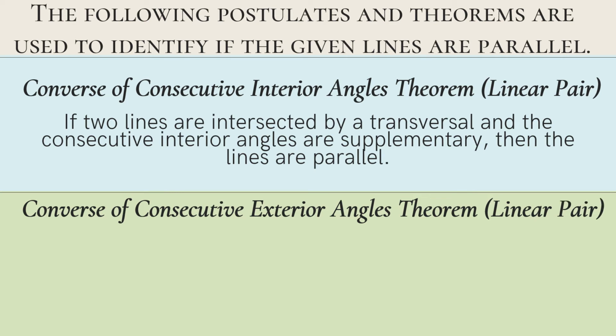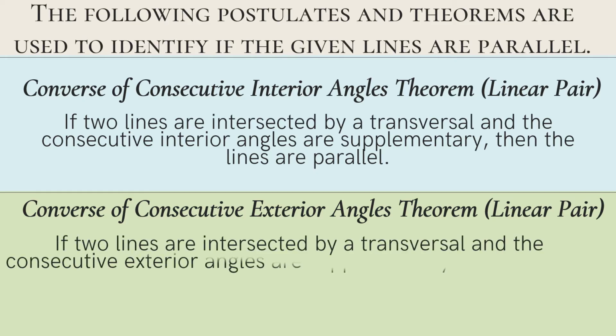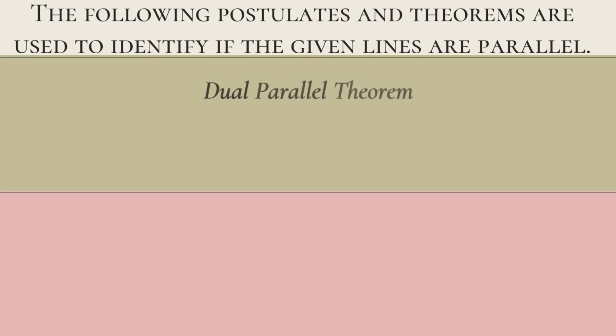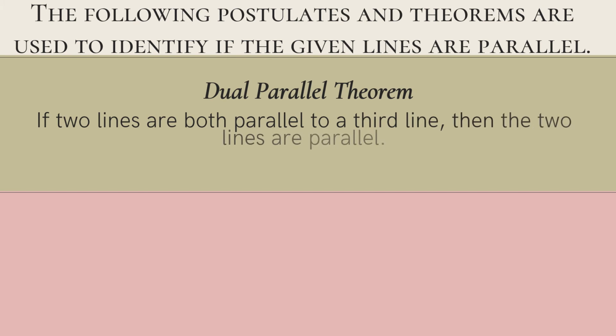Next, the converse of consecutive exterior angles theorem. These are the linear pairs outside the two parallel lines that are cut by a transversal. It states that if two lines are intersected by a transversal and the consecutive exterior angles are supplementary, then the lines are parallel. Next, we have the dual parallel theorem. It states that if two lines are both parallel to a third line, then the two lines are parallel.